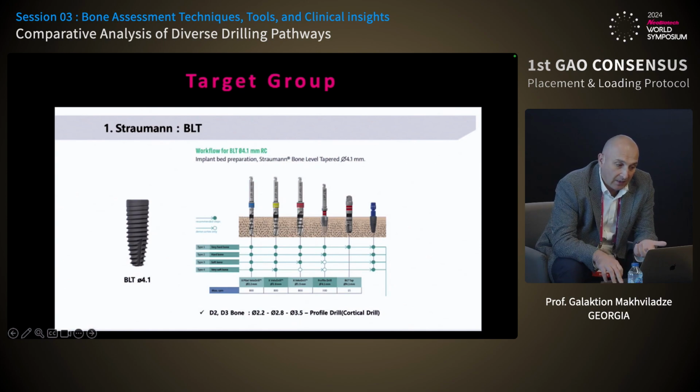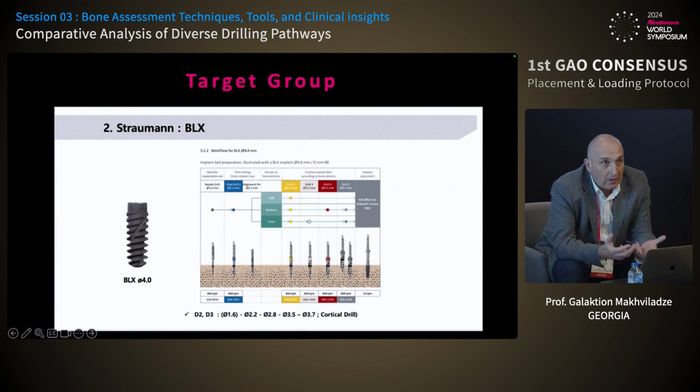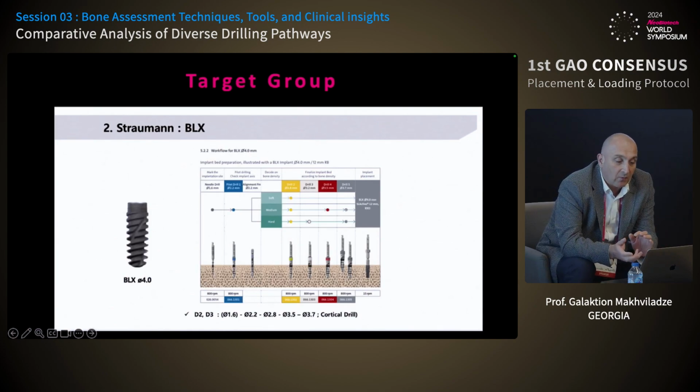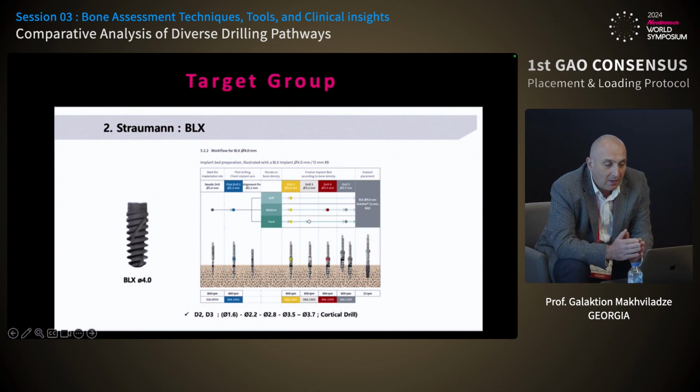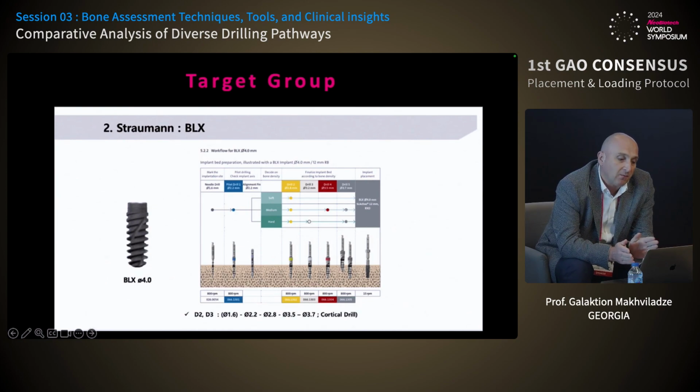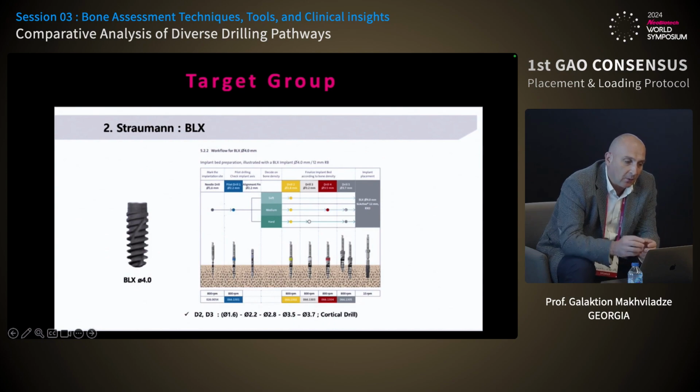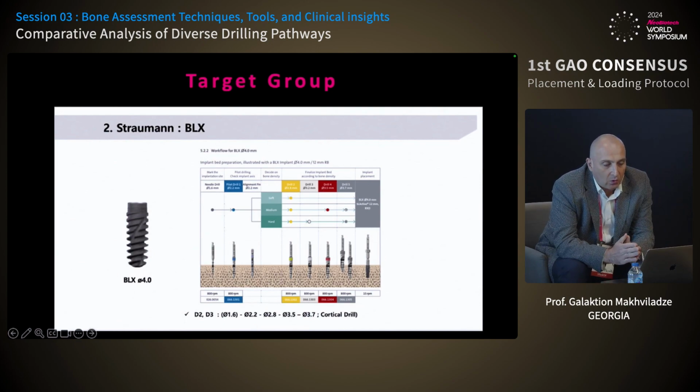In the case of BLX implants, there are 3 types of bone. At first it was 4 types, now it is 3 types. Sometimes it is a little bit confusing, but they say that soft bone needs just a final drill of 2.8, and then we can place even a 4 millimeter diameter implant. In hard bone, we need a final drill of 3.7 diameter.